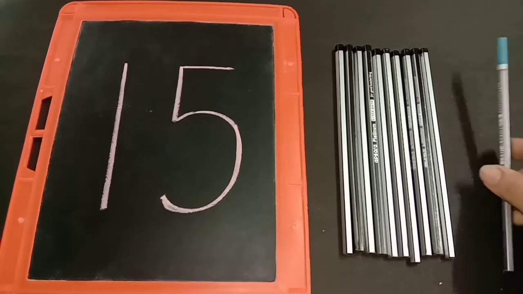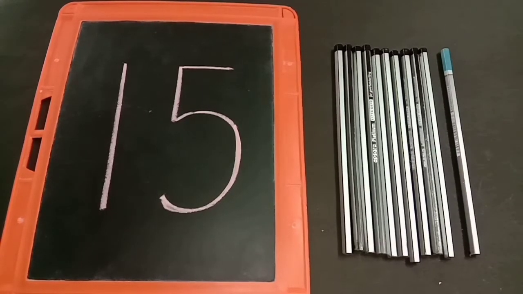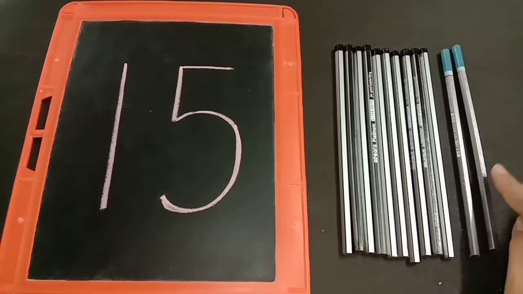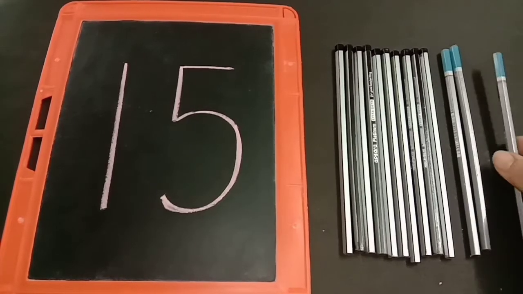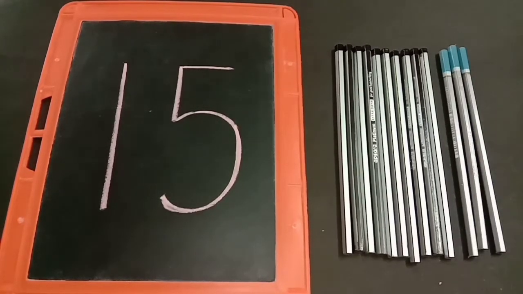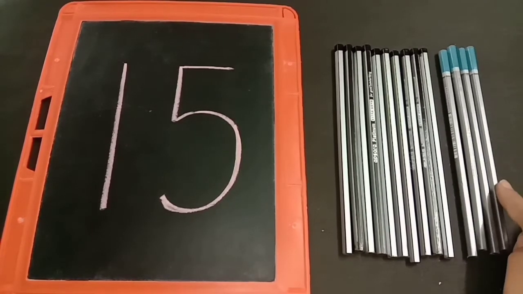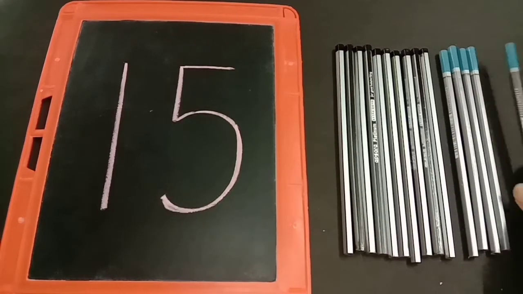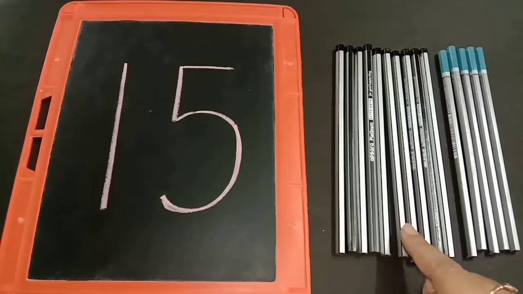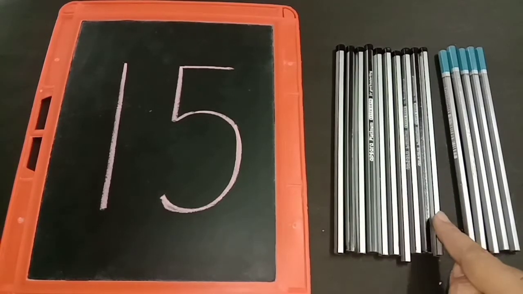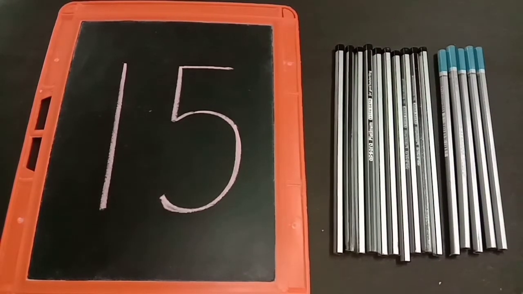Now, if I put one more pencil, it becomes 11. Now one more pencil, then it becomes 12. 10, 11, 12. Now I will put one more pencil, it becomes 13. One more pencil I will put, it becomes 14. Now I will put one more pencil, it becomes 15. 1, 2, 3, 4, 5, 6, 7, 8, 9, 10, 11, 12, 13, 14, 15. 15 pencils.